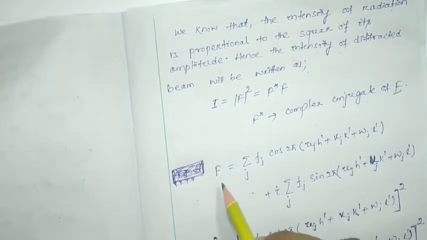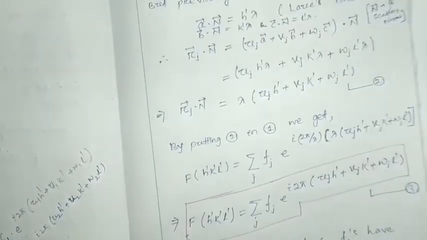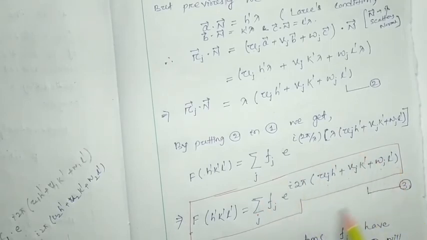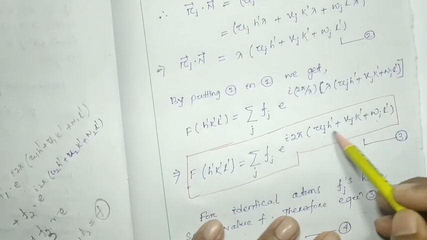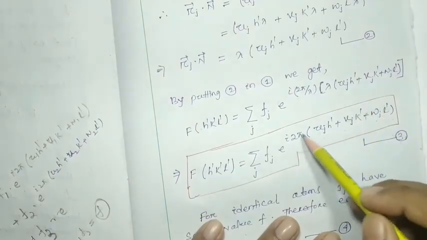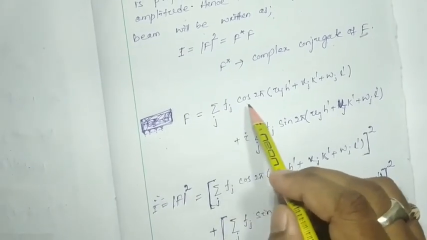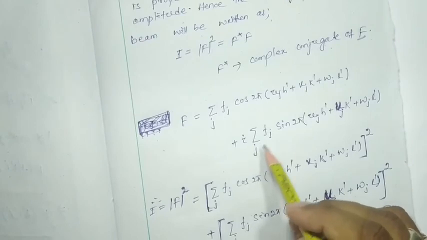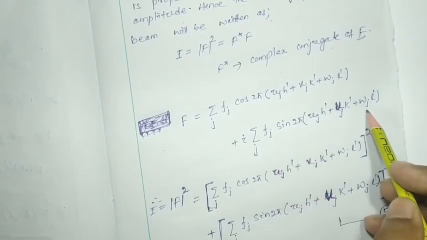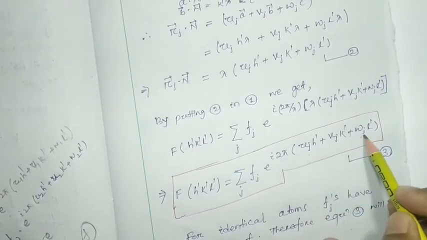I am going to write F in cosine and sine format. It will be cos 2 pi of this much plus i sin 2 pi of this much. So F will be the summation over j of f_j cos 2 pi of this much, plus i times the summation over j of f_j sin 2 pi of this much, because it is e to the i 2 pi of this much. Simple thing.